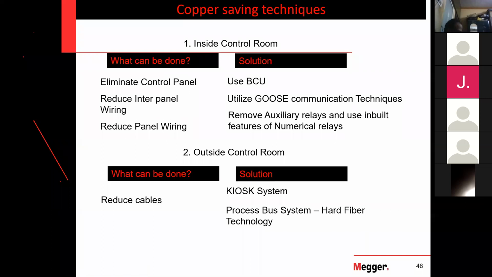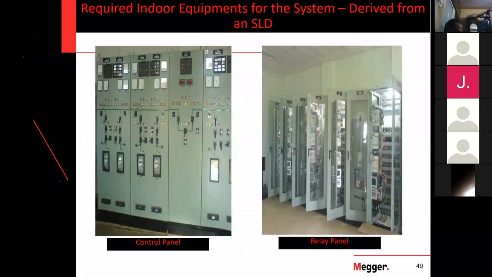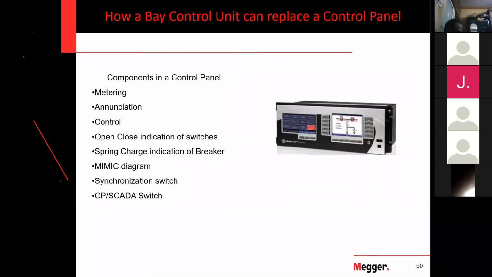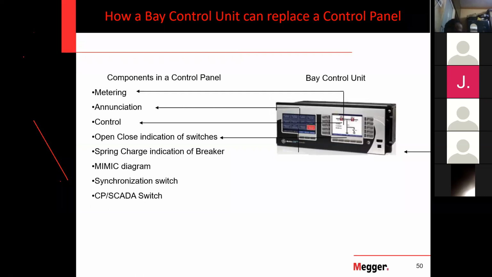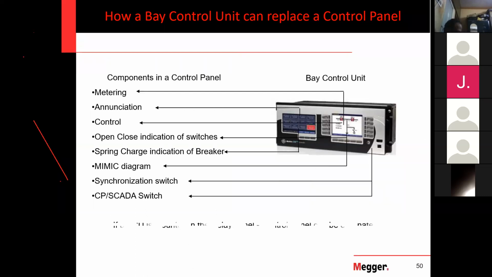First, eliminate control panel. We already saw what a control panel is and what a relay panel is. This is how it looks. The left hand side is the control panel, the right hand side is the relay panel. We are not going to touch the relay panel. The left hand side we want to eliminate. So let us see how to do that. We use a numerical relay. This we call a Bay Control Unit. Now you can see whatever we discussed in the name of control panel, everything is available in this.